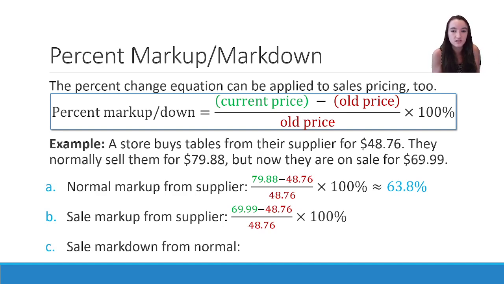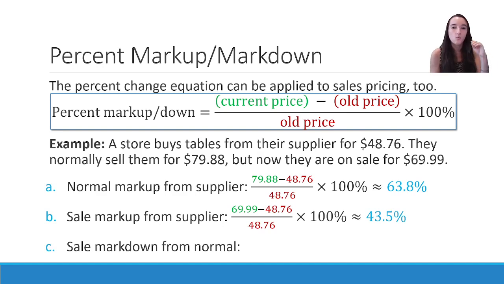Okay, and so this one ends up being 43.5%. Again, this makes sense to be a positive value because they would want to make that profit. If it's a negative value, then they're selling it for a loss, and that's not what they'd want to do. But it also makes sense that it would be less than the normal markup price, right? Because they discounted this. So they're going to make less profit because they're selling it at a lower value.